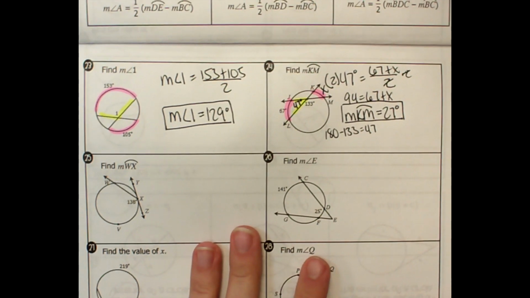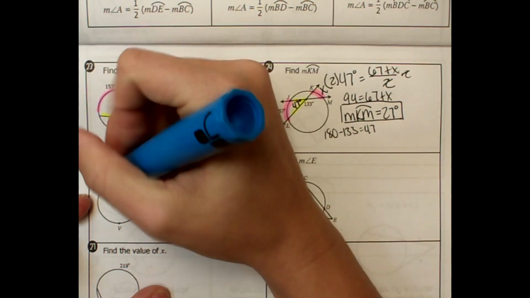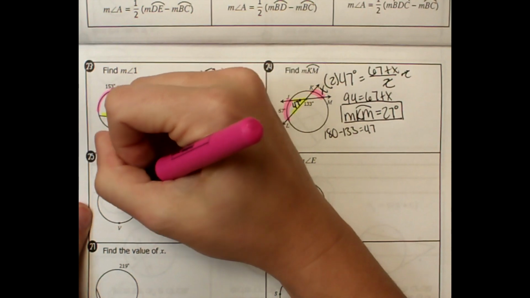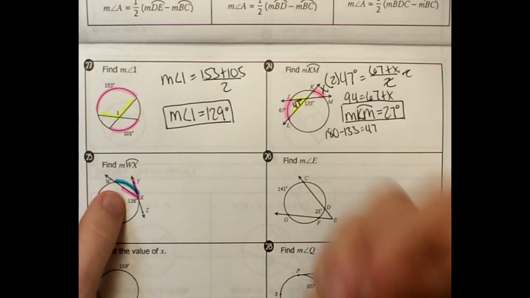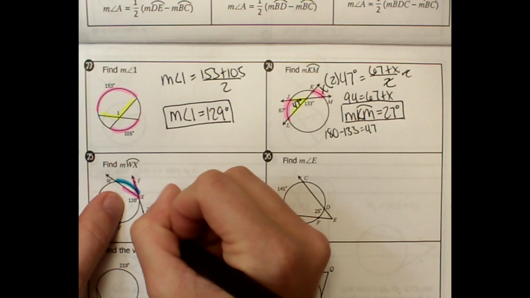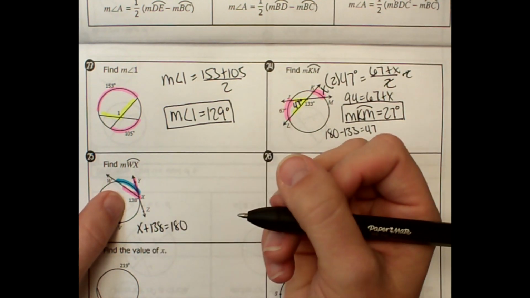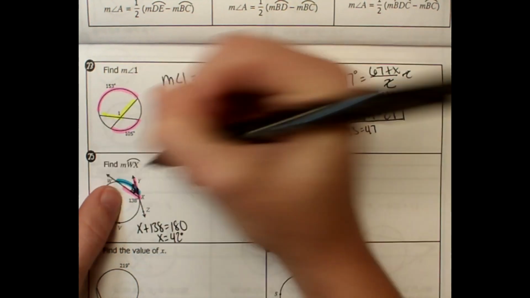So let's look at 25. Looking at number 25, they ask us to find the measure of arc WX, which is this arc right here. So that means to do that, we need to know the measure of that angle. Well, once again, they didn't give it to us, but they told us with it being a straight angle that the pink one plus 138 is equal to 180. So that means that my angle that's missing is going to be 42 degrees. So the pink angle inside of there is 42 degrees.